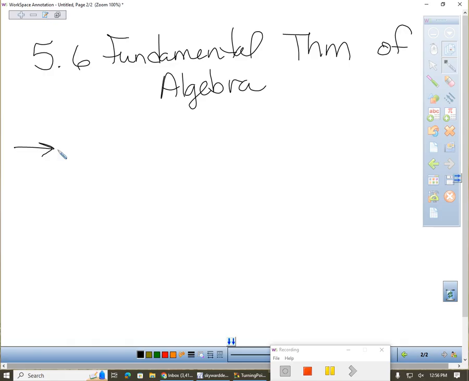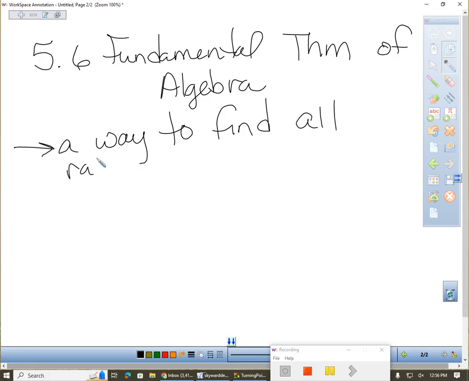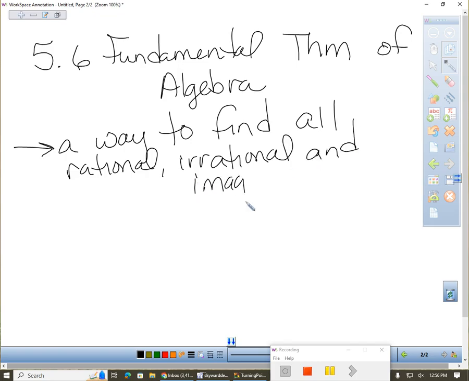simply is a way to find all rational, irrational, and imaginary roots, which again, roots just means it's zeros.